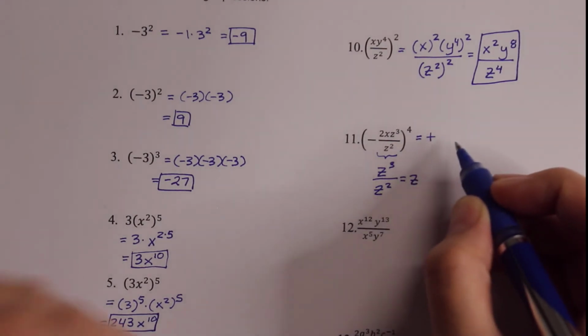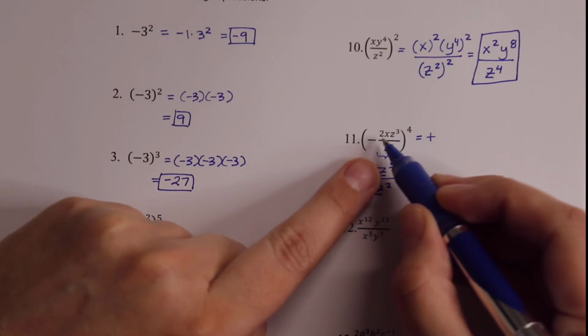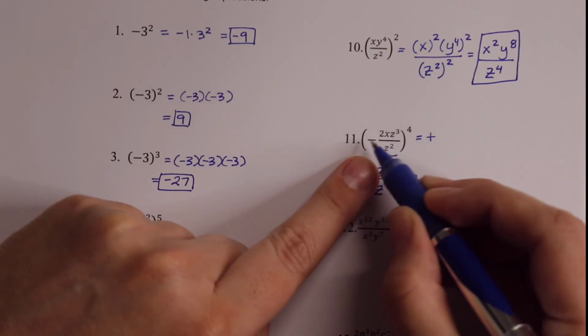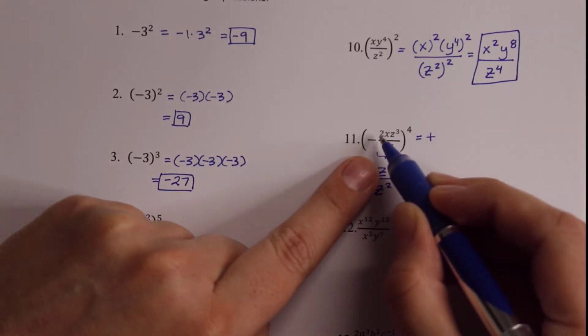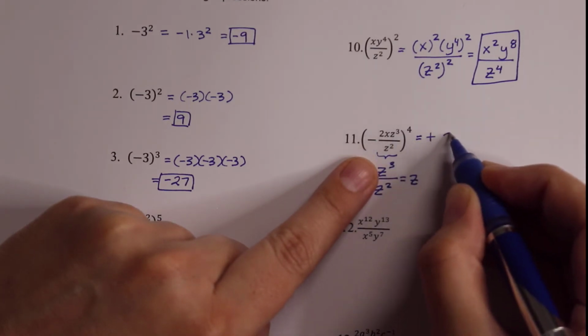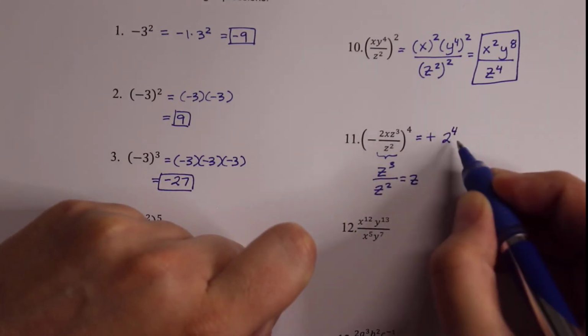And so we have now, on the inside, the negative we already addressed. It was to the 4th power, so it turned positive. 2 to the 4th. Okay, so let me write it out. 2 to the 4th.